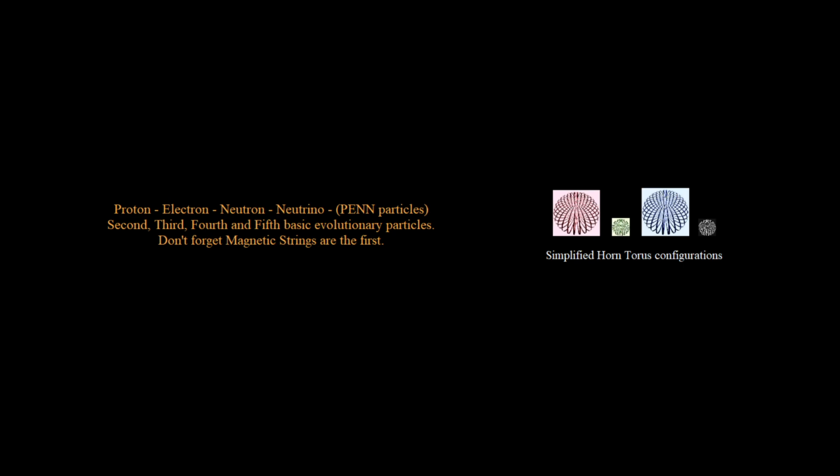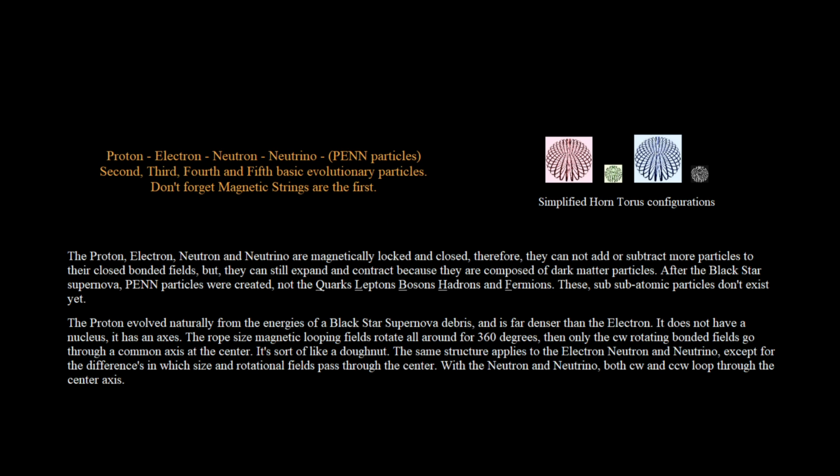Simplified horn torus configurations. The proton, electron, neutron, and neutrino are magnetically locked and closed, therefore they cannot add or subtract more particles to their closed bonded fields, but they can still expand and contract because they are composed of dark matter particles. After the black star supernova, pen particles were created, not the quarks, leptons, bosons, hadrons, and fermions. These subatomic particles don't exist yet.